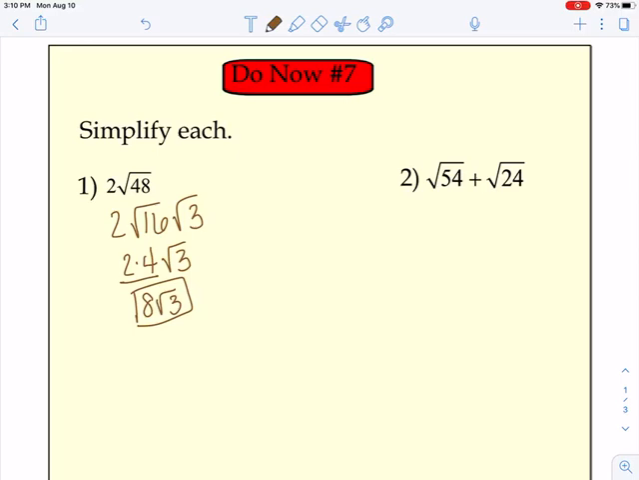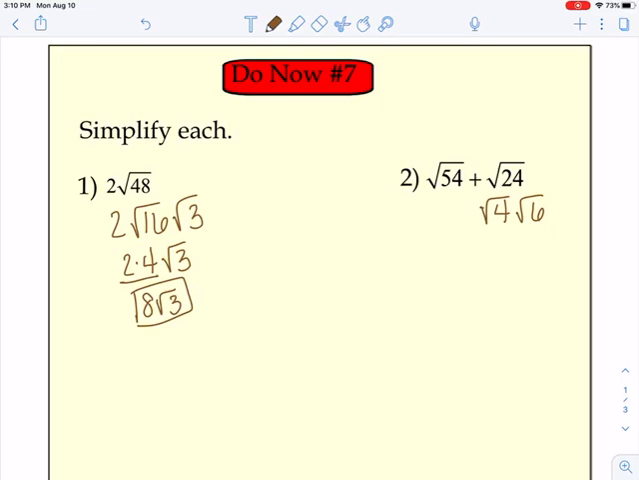For number 2, in order to add radicals together, you have to have what's called like radicals. Like radicals means that you have to have the same exact number underneath the radical house. It's always easier to simplify the smaller radical first, so let's start with radical 24. The perfect square that's a factor of 24 is going to be 4. And if I do 24 divided by 4, I'm going to get an answer of 6. So radical 24 is going to break down into radical 4 times radical 6.